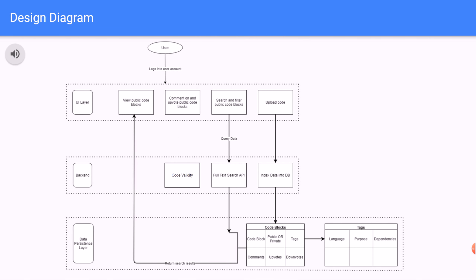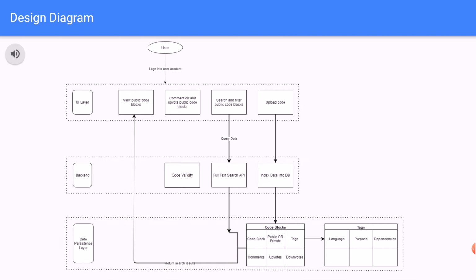The design diagram is here to give a high-level overview of the end goal for the application. It is currently broken down into 3 layers: the UI layer, the backend, and the data persistence layer. Starting with the UI layer, we will allow users to log into their accounts where they will be able to view, comment, vote on, and search all publicly available code blocks. They will also be allowed to upload their own code.